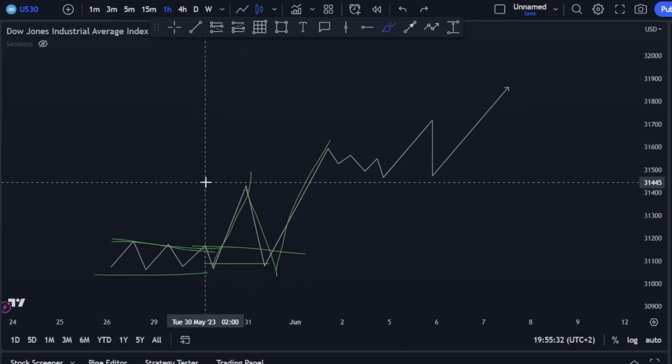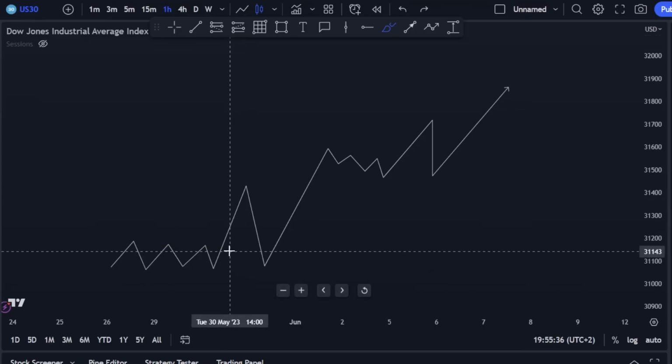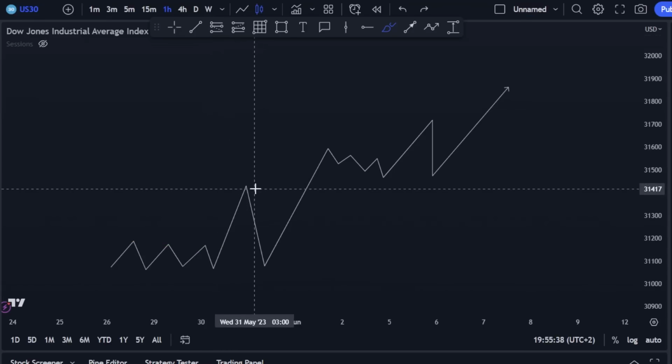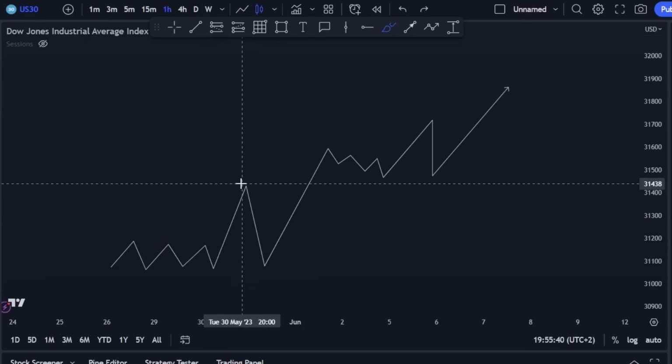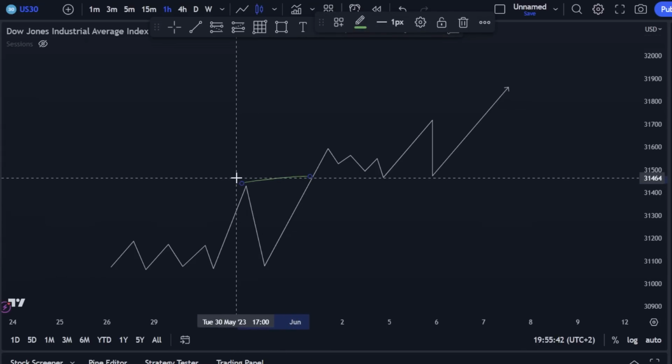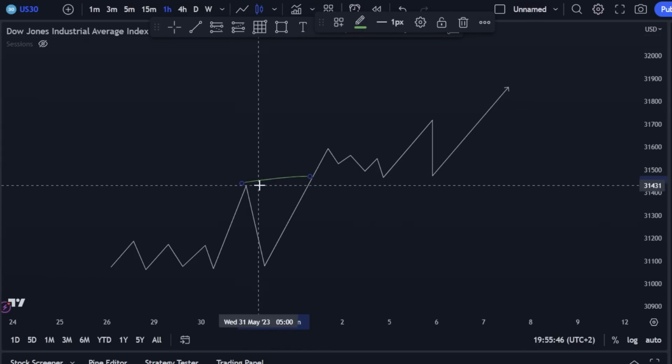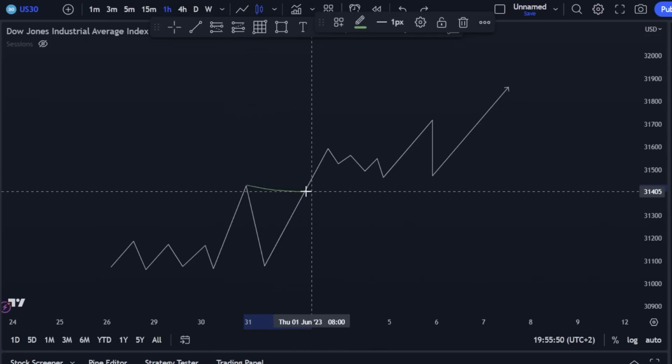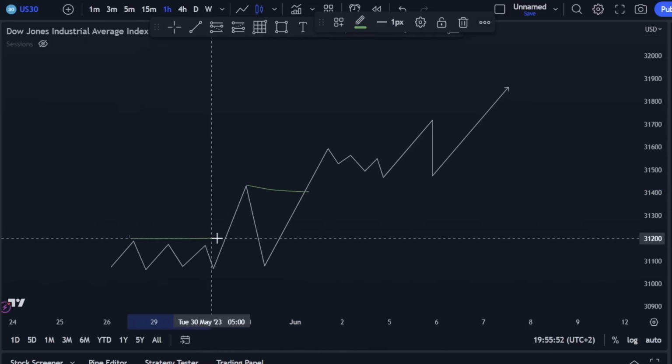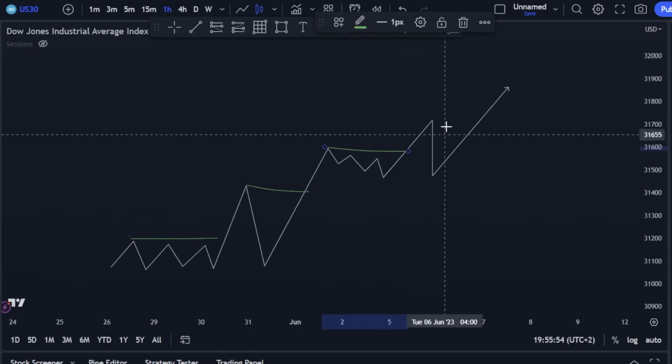Now, something I want to bring your guys' attention to. In order for there to be a supply and a demand, there must be a break of structure. Okay, that is vital. Break of structure is 100% necessary for there to be a supply and demand. So right here you can see there's a break of structure. There's a break of structure here as well. Okay, there's a break of structure here.